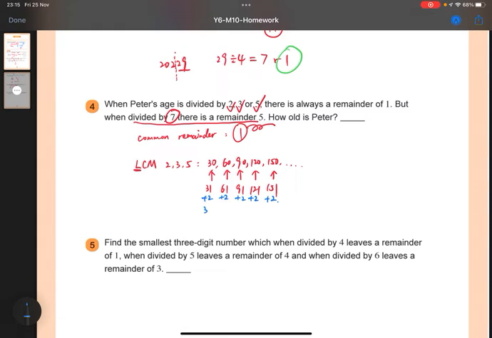Okay, so we have 33 over here, 63, 93, then 123, and 153. Right? So which of these are divisible by 7? Well, it's pretty obvious. It's 63. So Peter's age will be 61 over here.